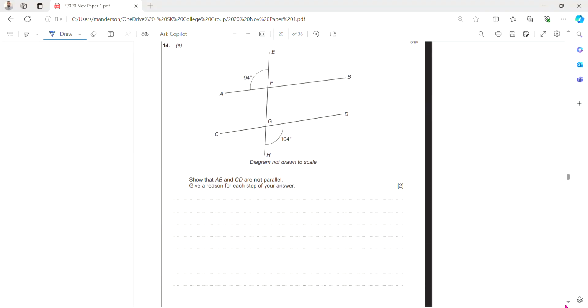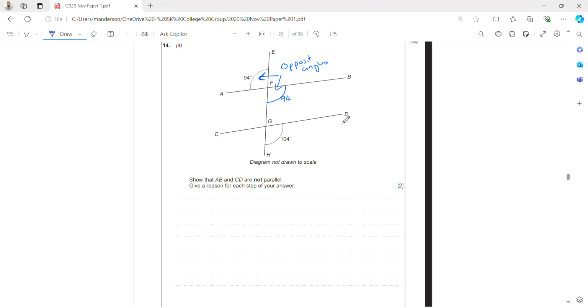Question 14. We have a diagram, it's not drawn to scale, so we can't use our protractor to measure the angles, and we want to show that AB and CD are not parallel. So the first thing I'm going to say is if this angle here is 94 degrees, this angle will also be 94 degrees because of opposite angles. These two are opposite angles, and opposite angles are equal.